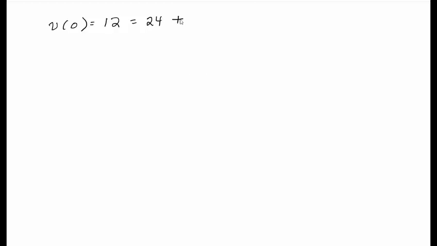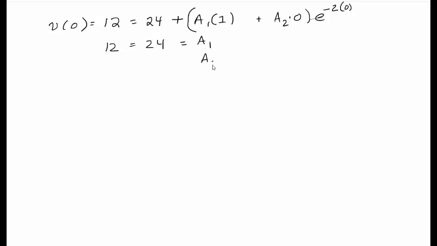So it was 24 plus a1 times cosine of 1.936t, but t is 0, so cosine of 0 is 1, plus a2 times a sine function, sine of something t, but sine of 0 is 0, right? And then we have the e to the minus 2t evaluated at time 0. So we get 12 equals 24 plus a1. So a1 equals minus 12. So that's one application of initial conditions.